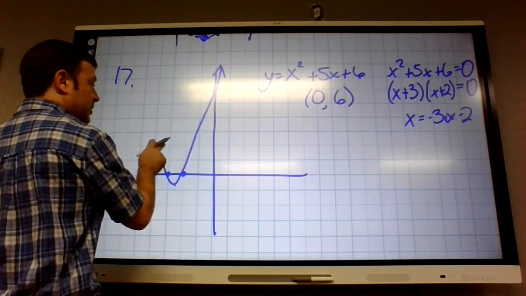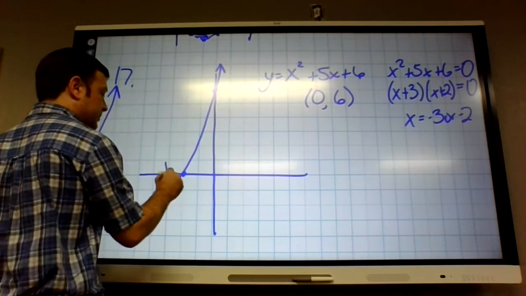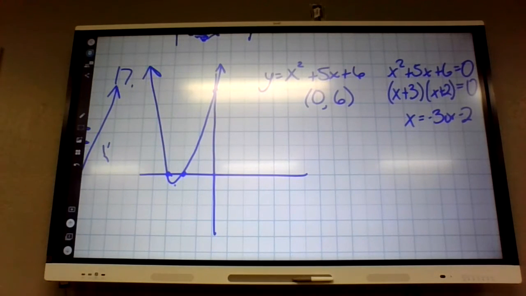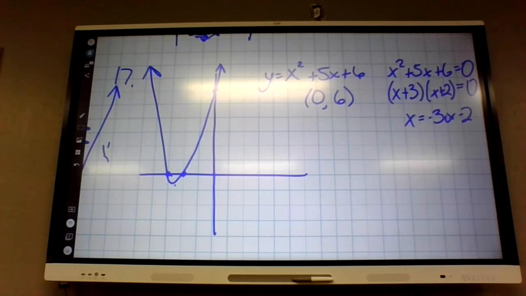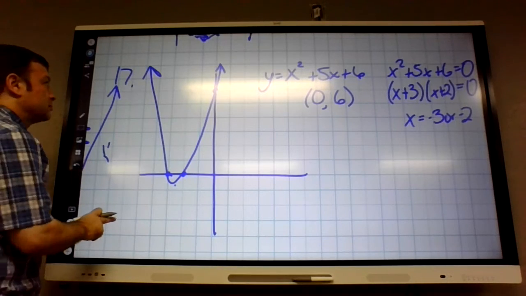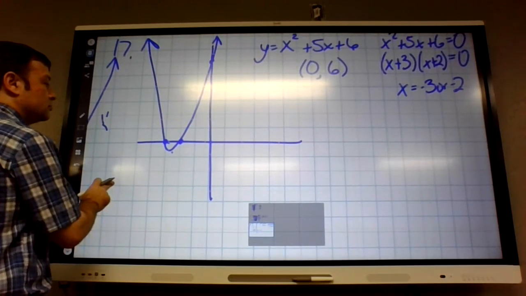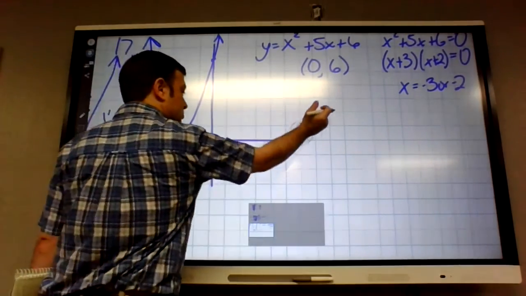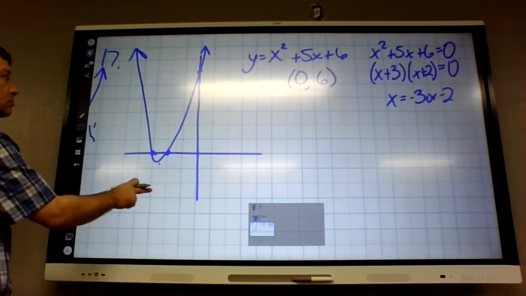That looks pretty bad. I'm gonna try again. There we go. Doesn't have to be perfect. As long as you hit those 3 points, we'll say it's good. Let's get done with 19.